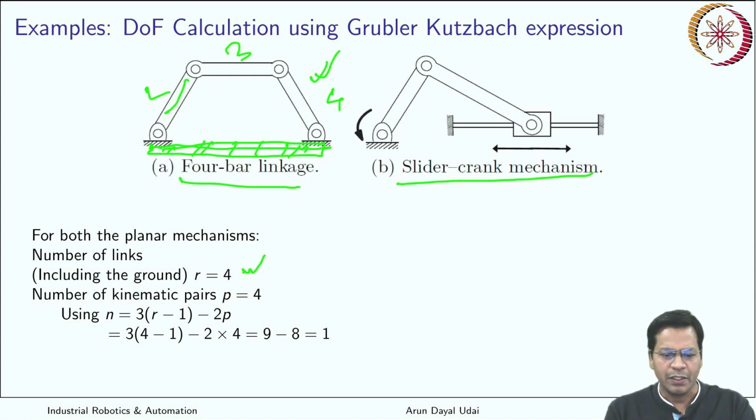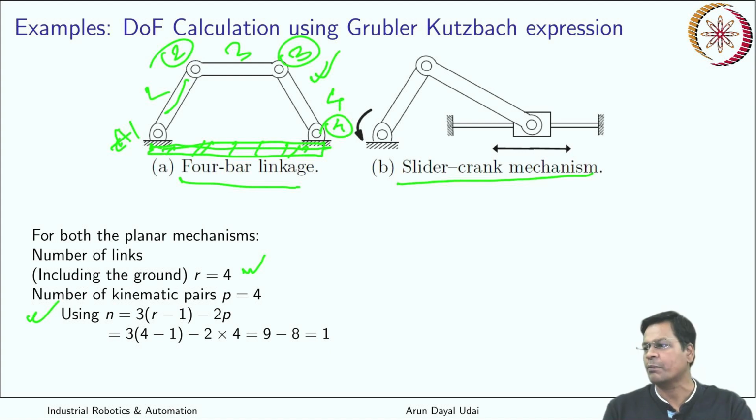Kinematic pairs, you see, 1 joint, 2nd joint, 3rd joint and 4th joint. So 4 links and 4 joints. If you use the first formula for a planar mechanism, 3 times (r minus 1) minus 2p, so it is 3 times (4 minus 1) minus 2 times 4. So it is 9 minus 8, which gives you 1.